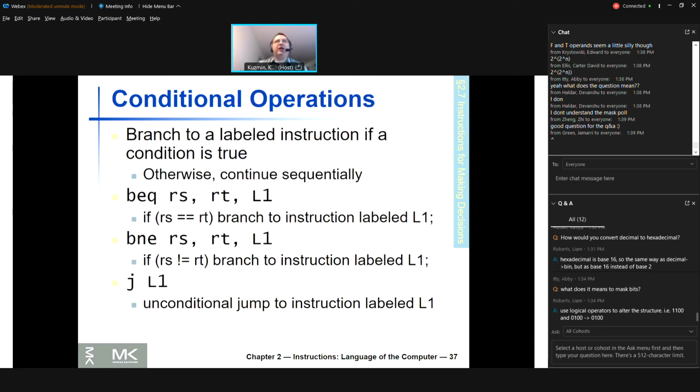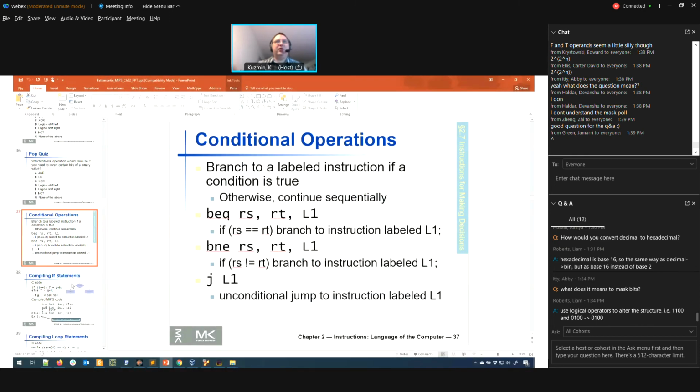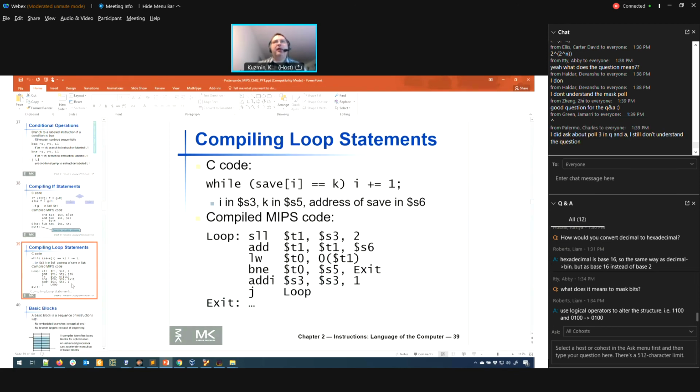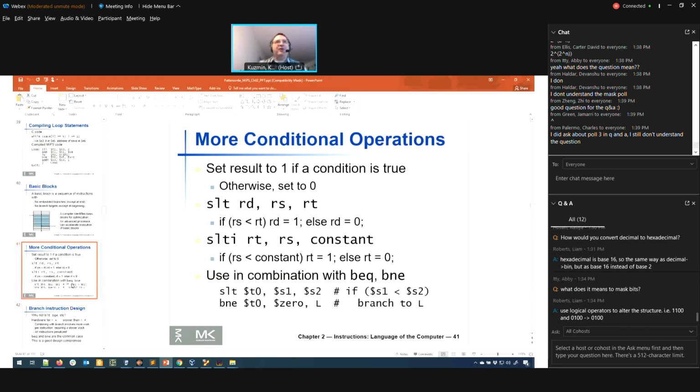And conditional operations, I believe we have already covered, right? BEQ and BNE a couple lectures ago, and compiling if statements and loops, and basic blocks. So I think we went over this kind of quickly. So let me spend a little more time on those.